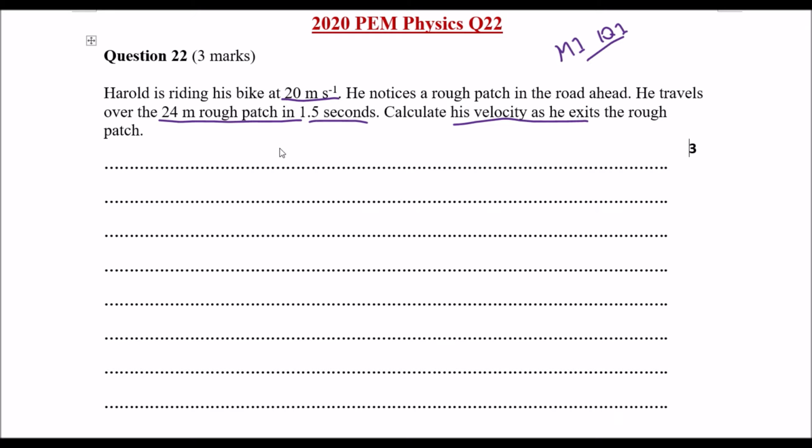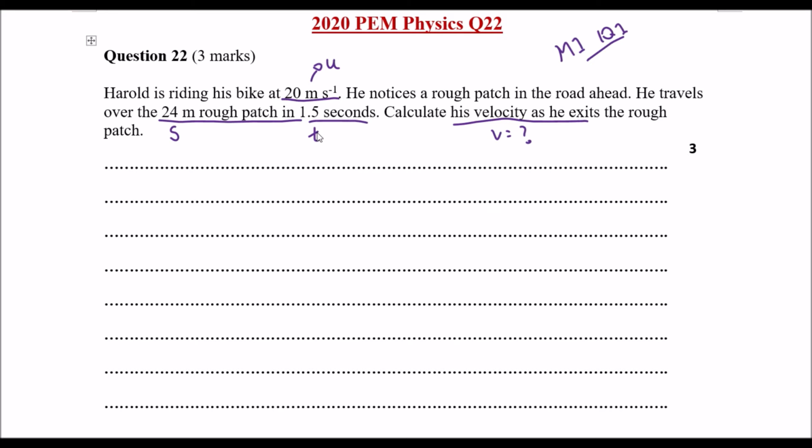So in this case, we're using one of the three kinematics equations. What we have is an initial velocity, u. We are trying to find the final velocity, v. We have a patch or distance, displacement of s, and then we have a time of 1.5 seconds.